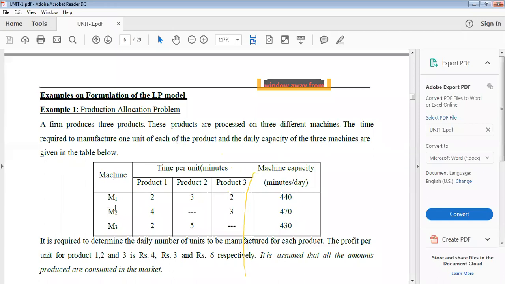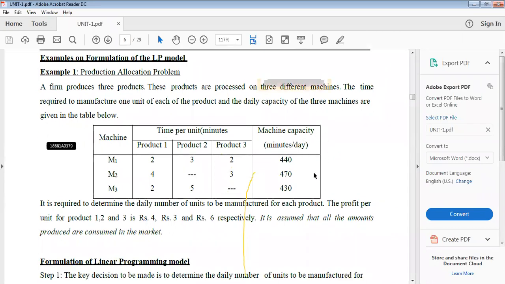Here you can observe machines 1, 2, 3. Product 1 will take 2 hours on machine 1, 4 hours on machine 2, and 3 hours on machine 3. Suppose this is a turning process, this is a step turning process, and this is a threading process. For the same product, it is 2 hours on machine 1, 4 hours on machine 2, like this. There is no operation like this. So here, machine capacity.